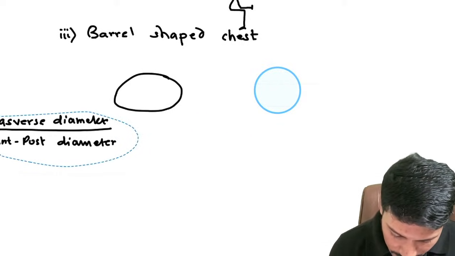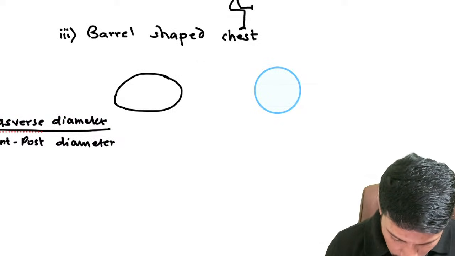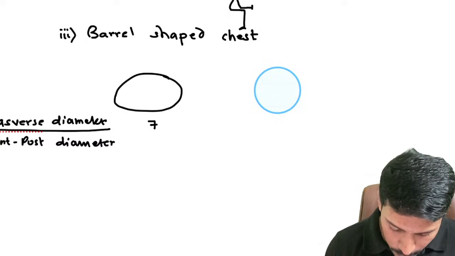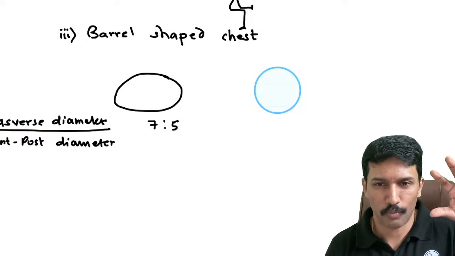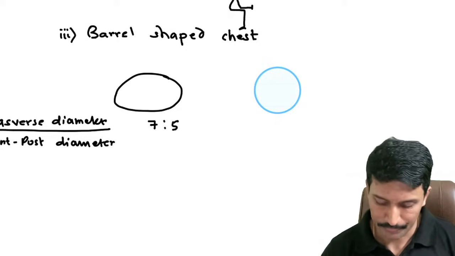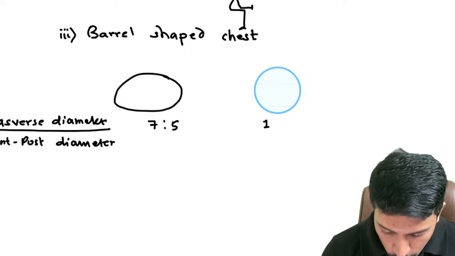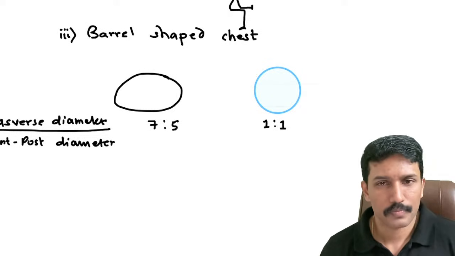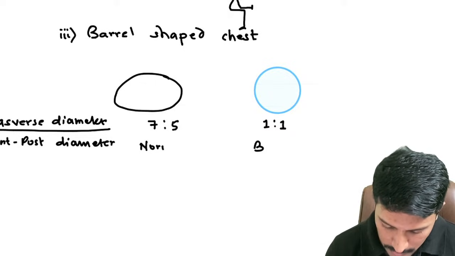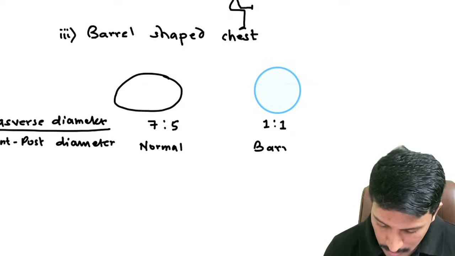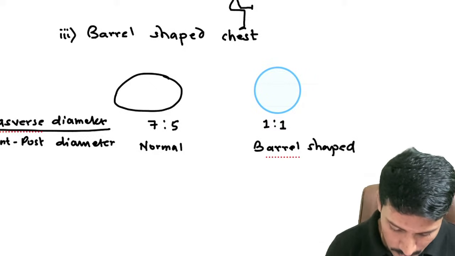If you look at that ratio, in a normal chest, the transverse diameter will be 7, anteroposterior will be 5, or you can write it as 5:7 if you write anteroposterior on top and transverse at the bottom. But if it is 1:1, then we call it barrel-shaped chest. So this is how a normal chest looks, and this is how the barrel-shaped chest looks.